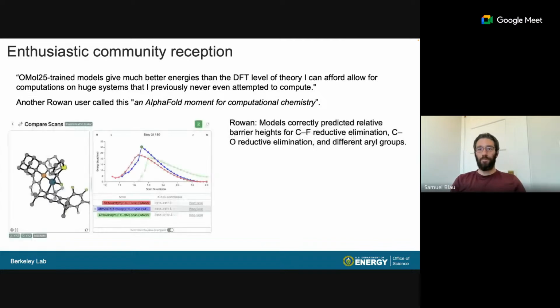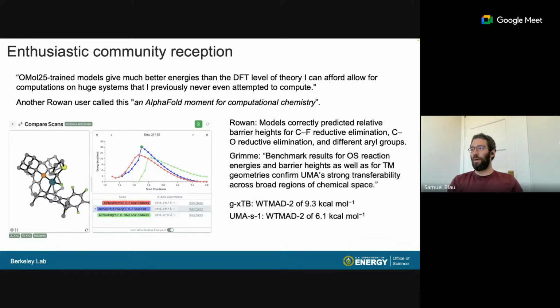I don't know if I'd go that far, but it's pretty cool to hear people saying it. The folks at Rowan showed that the models correctly predict relative barrier heights for these difficult metal complex reactions. The Grimme group basically benchmarked on their own references and confirmed that UMA has strong transferability across broad ranges of chemical space.